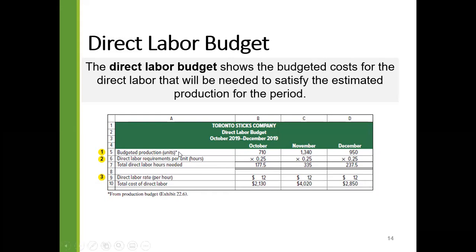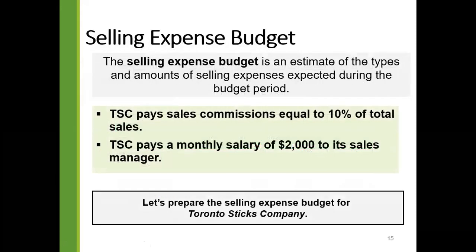So if we want to produce 710 hockey sticks, and they take about 15 minutes to produce, we're going to have to pay for a total of 177.5 direct labor hours. We pay these individuals an average of $12 per hour. So that gives us that total direct labor cost of $21.30. Again, not too bad on these calculations here.